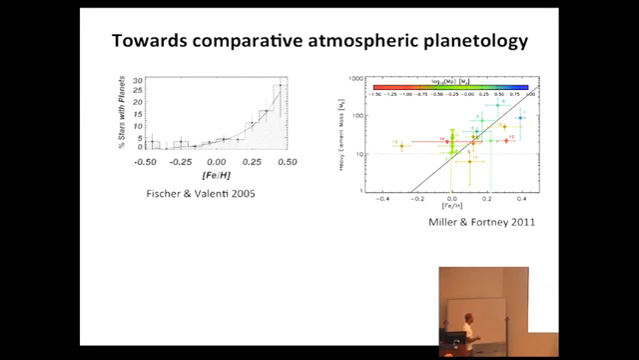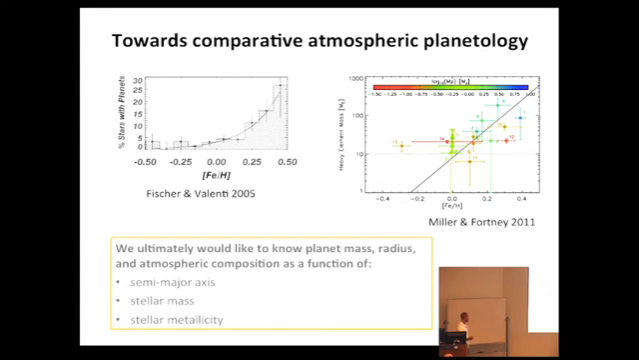The point is not this stuff, but the point is that this is the kind of thing that we should try to do with atmospheres, right? We should start looking at atmospheres as a function of all sorts of different properties. And so I just list a few of these things that we'd like to do, right? We'd like to know, ultimately, planet mass, radius, atmospheric composition as a function of a whole host of different properties. That's not something that's going to happen tomorrow, right? But this is the thing that we should be driving towards.